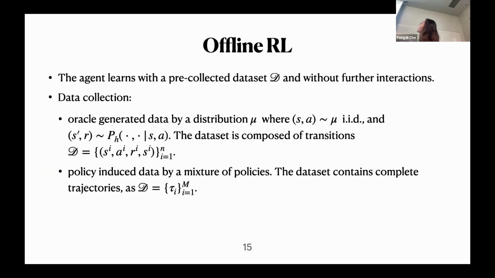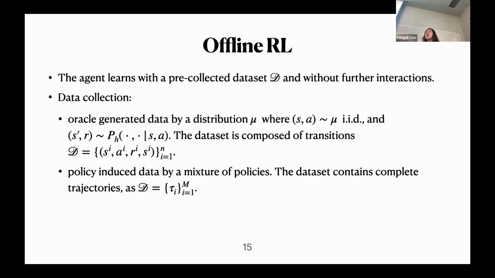So, more rigorously speaking, we will have a data set. There are usually two ways to collect data. The first one is called oracle generated. We will have a sampling distribution mu. State-action pairs will be sampled IID from it. The next state and reward will just follow the dynamics of the MDP. The data set is composed of transitions. If we use a language model as an example, it's like we randomly sample an incomplete sentence from a distribution, and then the MDP will generate the next word. And those transitions will be our data set.